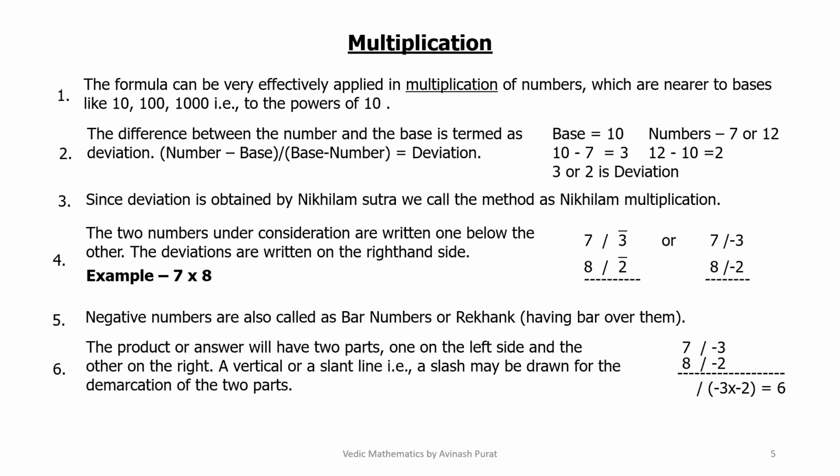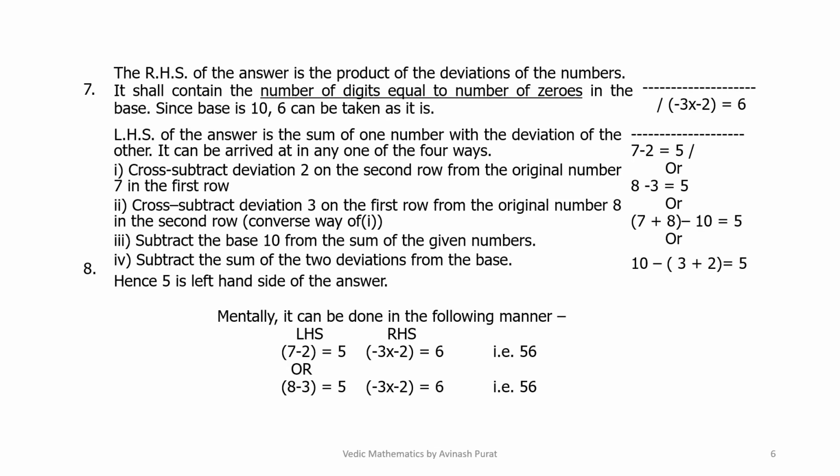The product or answer will have two parts, one on the left side and the other on the right. A vertical or a slant line, that is a slash, may be drawn for the demarcation of the two parts. So 7 stroke minus 3, 8 stroke minus 2. On the right hand side of the answer: minus 3 multiplied by minus 2 equals plus 6. The RHS of the answer is the product of the deviations of the numbers.